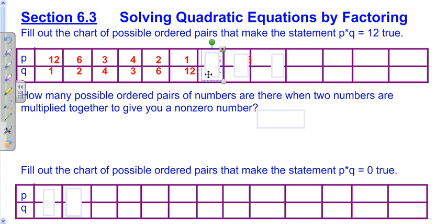But you could also have a half and 24, or 2/3 and 18. And it goes on and on. So really, two numbers multiplied together to give you something like 12, there's infinitely many different possibilities.